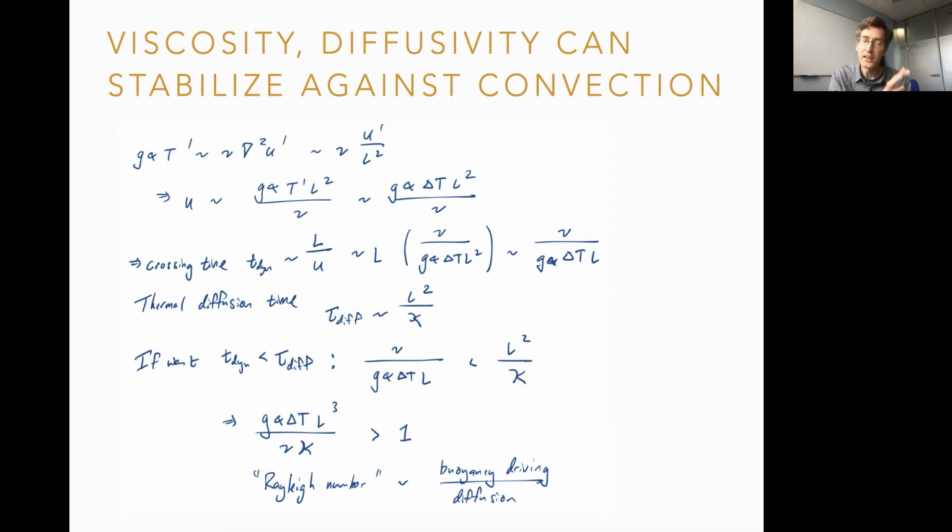And so if we want the dynamical time to be less than the diffusion time, we need those two things. We need the crossing time up there to be less than L squared over kappa. So you just equate those two things. And that tells us that this quantity, g alpha delta T times L cubed over nu kappa, has to be greater than 1. And we call that thing, or some version of it, you could write it in lots of different ways, the Rayleigh number. And that's, roughly speaking, a measure of the buoyancy driving in the convection relative to viscous and thermal dissipation.